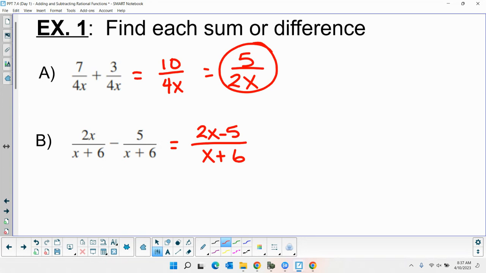Can you factor either one of those, top or bottom? Nope. So you're done. Simple. Okay, nothing we could do there. But if I could factor either one, you should factor them because you might be able to cancel common factors like we did last week. Okay? So if it's already got a common denominator, they're really easy. Just add or subtract numerators. Okay?